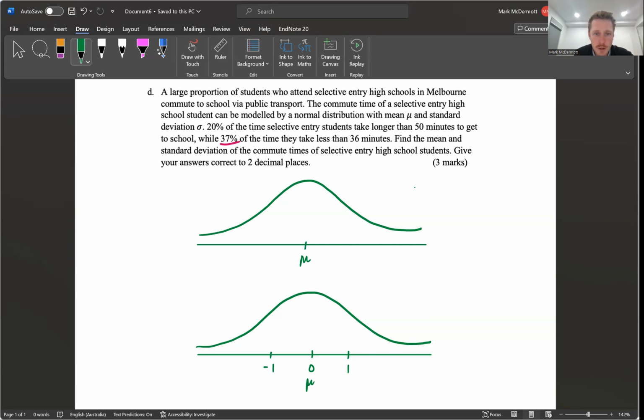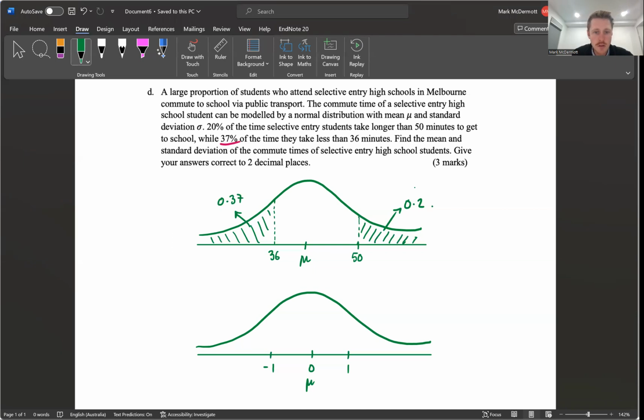But we know that 20% of the time, select entry students take more than 50 minutes. So 20% of the time, this area here is 20%, so this is equal to 0.2. Remember, it's a probability density function, so the area underneath it all adds up to 1. And 37% of the time, so the area is a little bit bigger, 37% of the time, they take less than 36 minutes. So 36 is here. The area underneath here is 0.37.